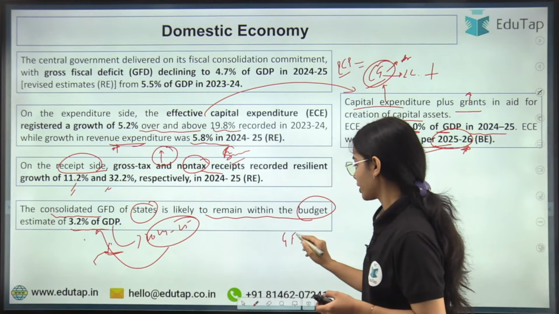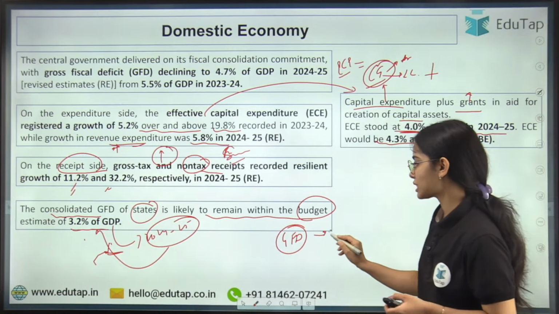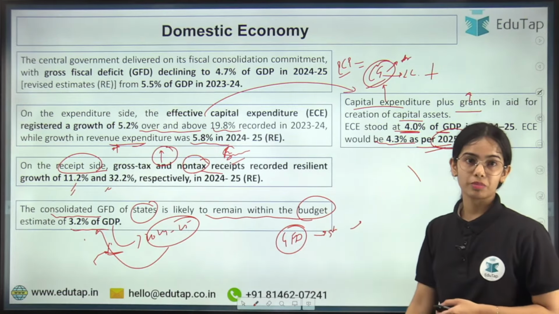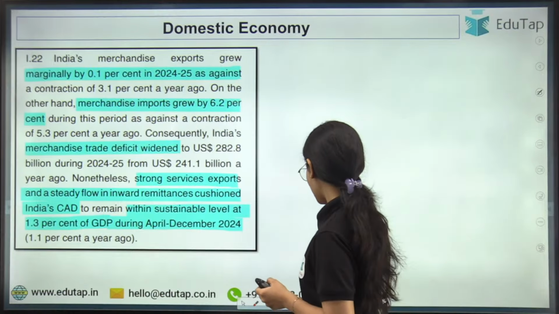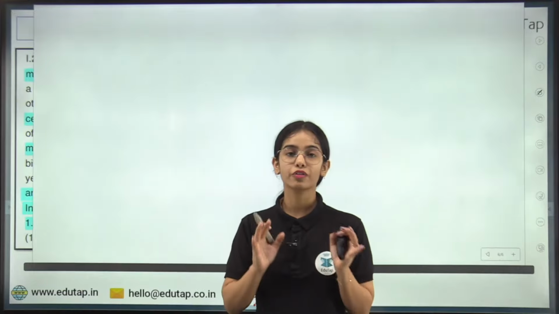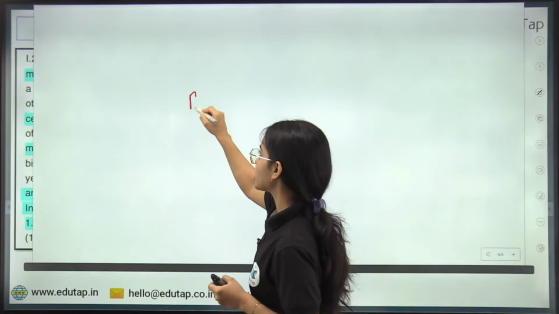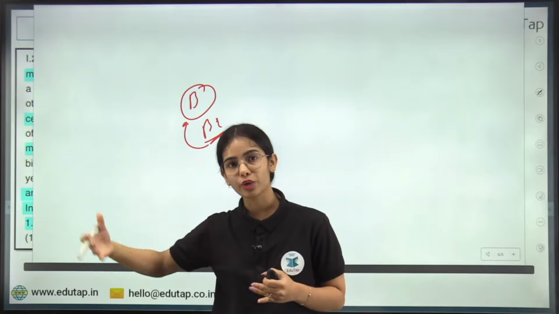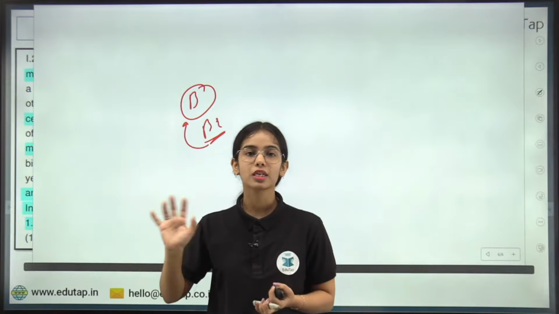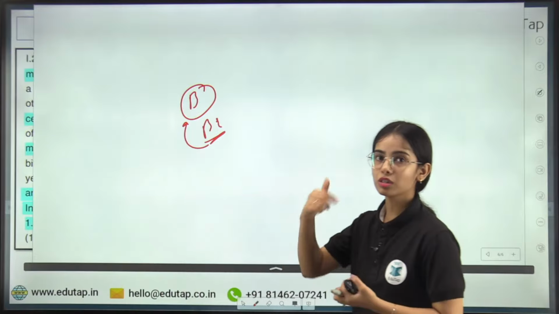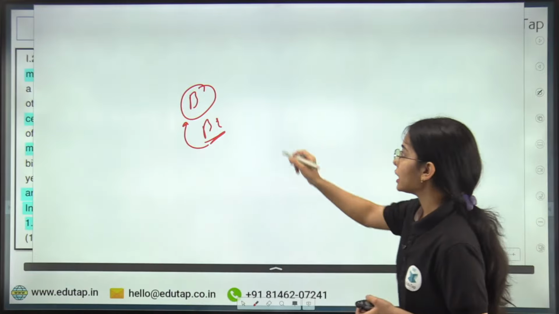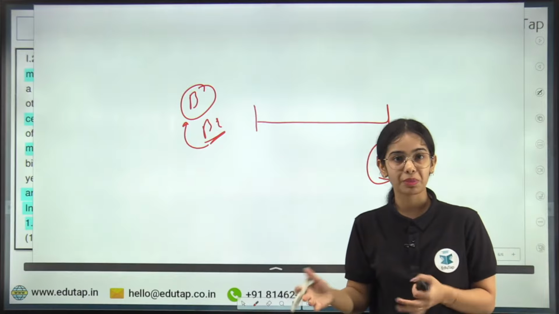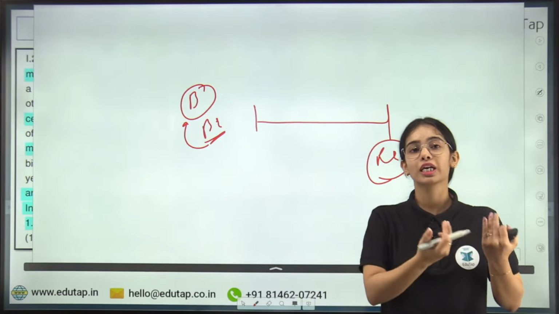The consolidated combined gross fiscal deficit of the states for 2024-25 was budget estimated at 3.2% of GDP. Now, one thing you need to keep in mind, if you have read the union budget, that is good. If you have not, then try to understand and remember that when the budget is released, budget estimates are released. This is for the future, that in the future we are going to have this fiscal deficit, this expenditure, and collect these receipts. That is the budget estimate. When the year finishes, the revised estimates are released, showing how much we have actually spent, received, and how much deficit we have actually created.